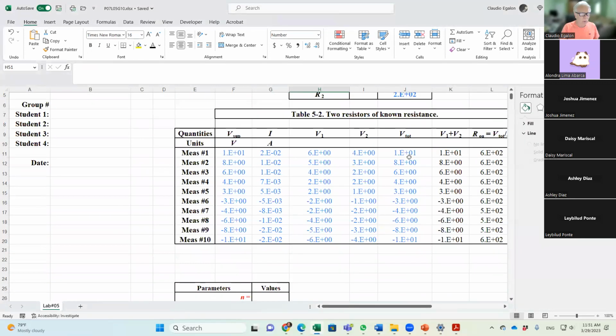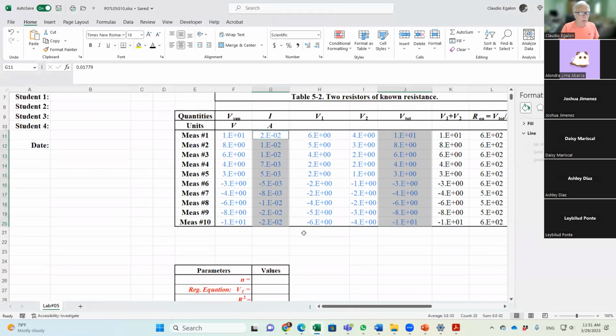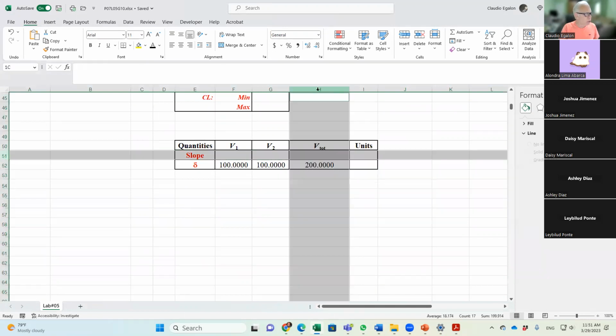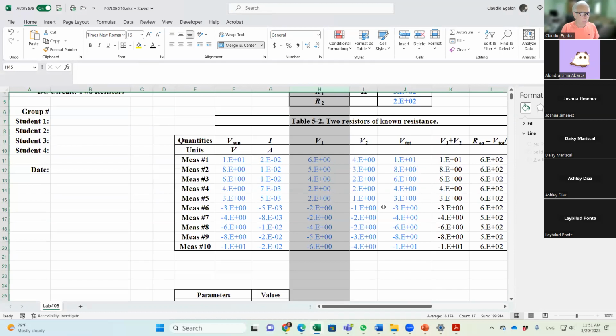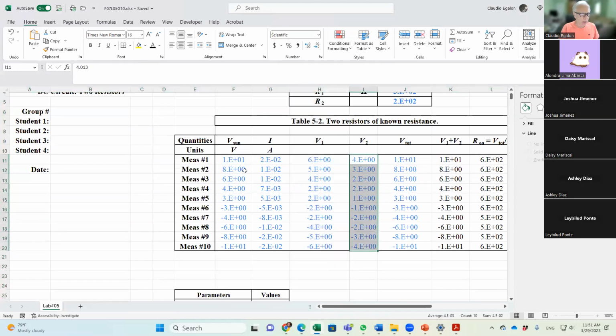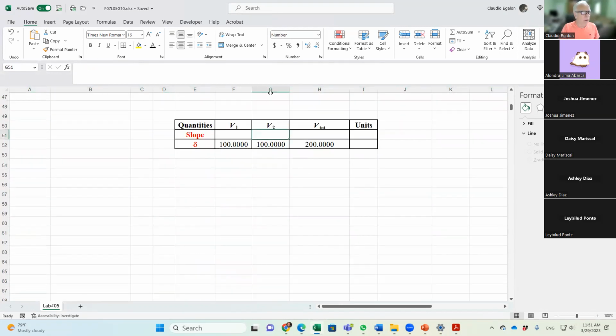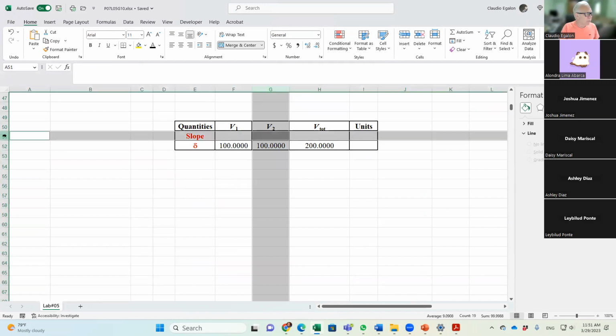So you plot V total and I, right? Get the trend line, and then you input the slope right here for V total, in this one. That's H51. And then you plot V2 and I get the slope, and you write it down right here on G51, right?